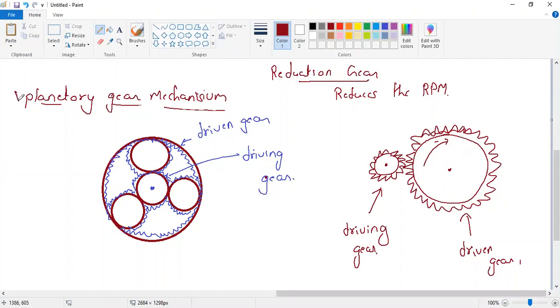Such a mechanism is called the planetary gear mechanism. You must have already done this. You should not ask me this now. I'm just revising this because it's a part of the syllabus. But it is already done in detail.